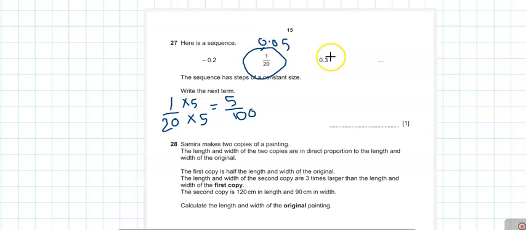Of course, we can put a 0 here. This will be 0.30. So the difference is 0.25. He wants the next term of this sequence. It will be 0.55.